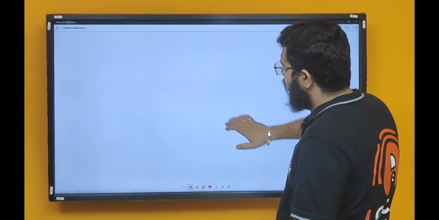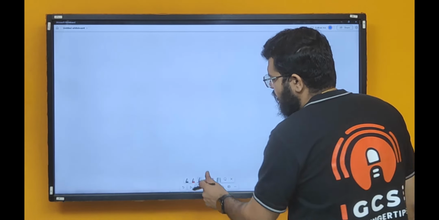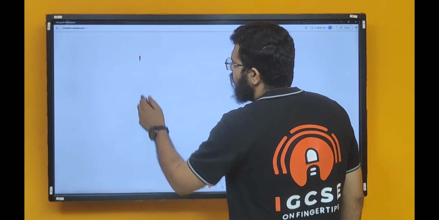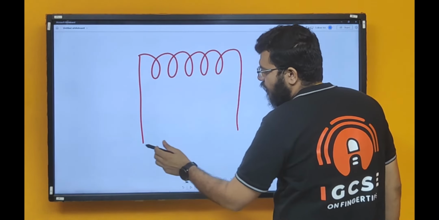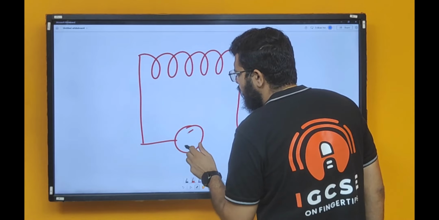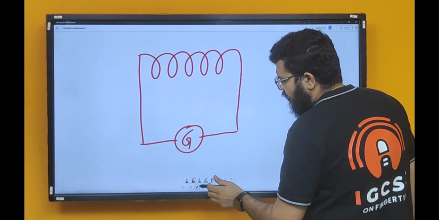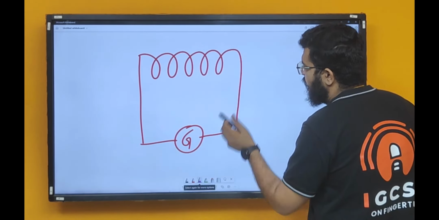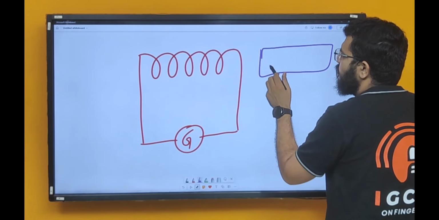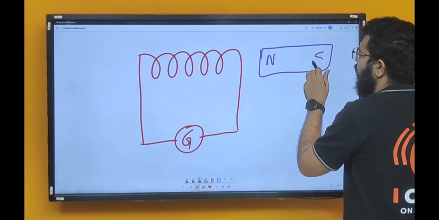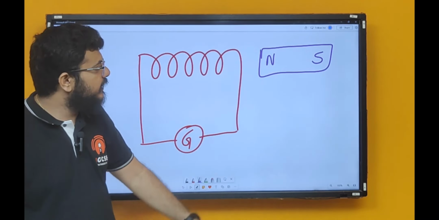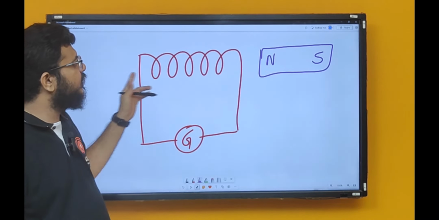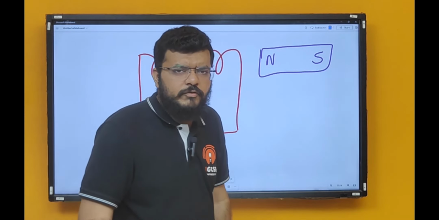So that's that. Now, there is something interesting they ask. They give you a coil, let's say this is the coil, and it's connected to just a galvanometer. Then there is a permanent magnet here, north, and this is the south of that magnet. Now they will tell you that this magnet is moving towards the coil or away from the coil.